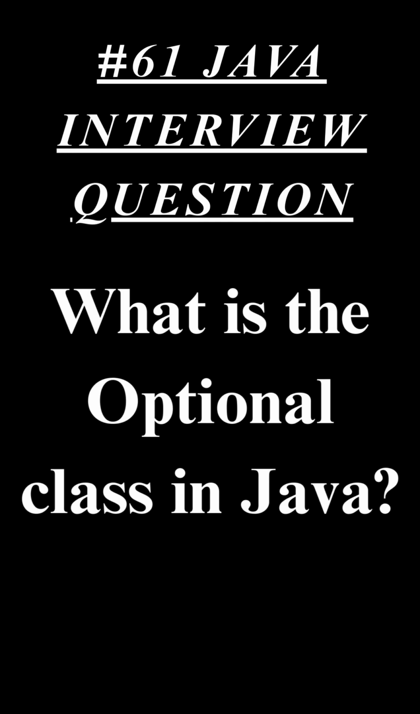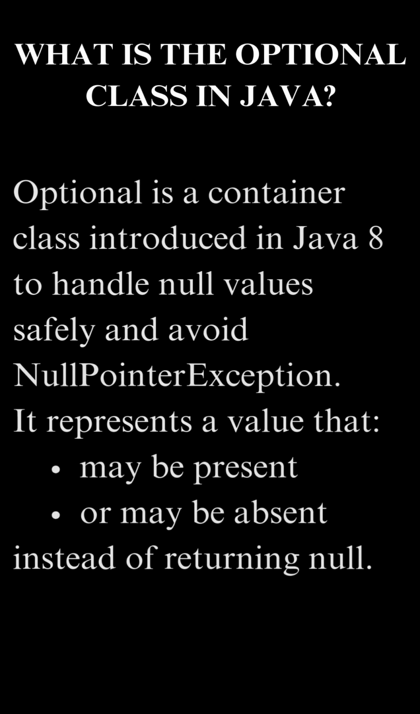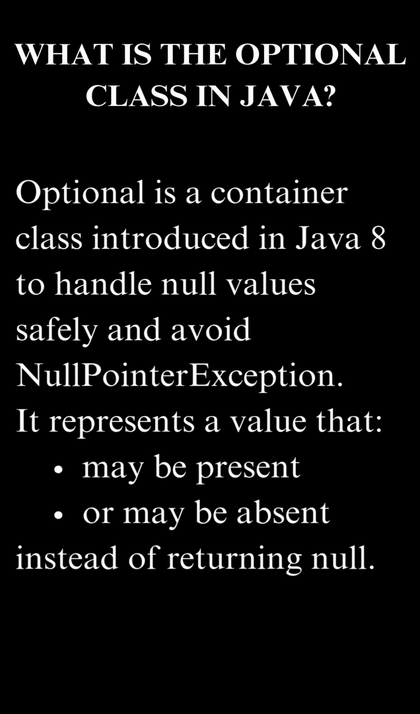In today's Java interview question, we will understand what is Optional class in Java. Optional is a container class introduced in Java 8 to handle null values safely and avoid NullPointerException. It represents a value that may be present or may be absent instead of returning null.